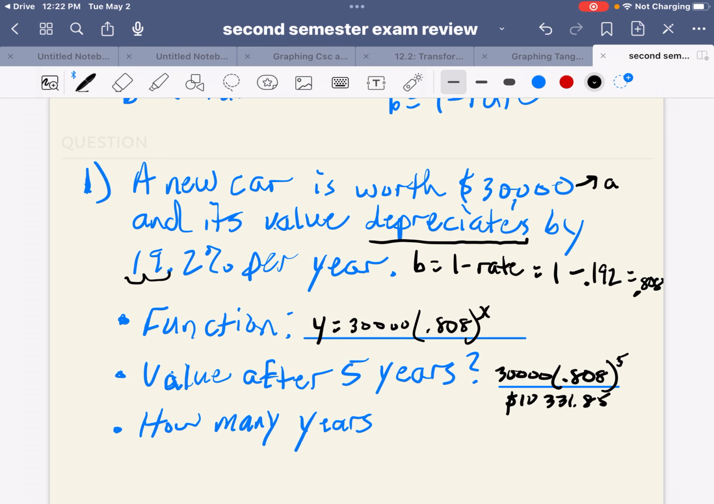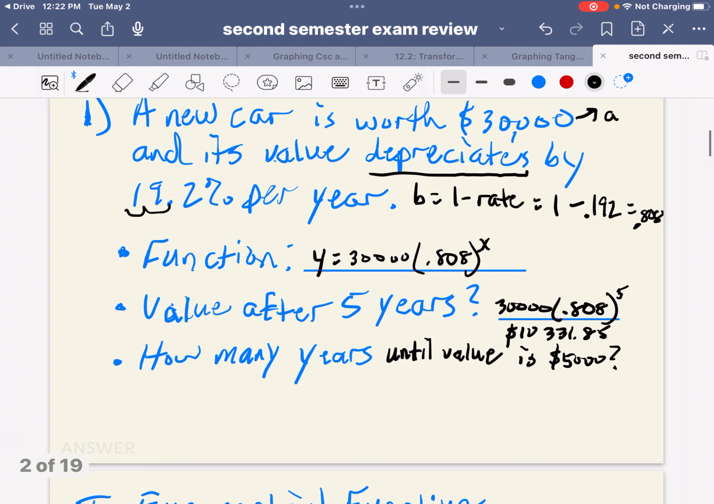Okay, now apparently I forgot to finish writing this one. How many years until the value is $5,000? Well, remember, when we first learned to solve this type of question, we used Desmos to find a point of intersection. But as this unit on exponential functions and logarithms evolved, we learned how to use logarithms to solve equations. So this means plug in 5,000 for y.